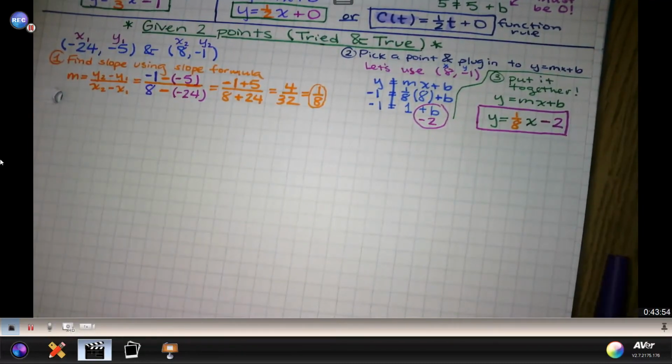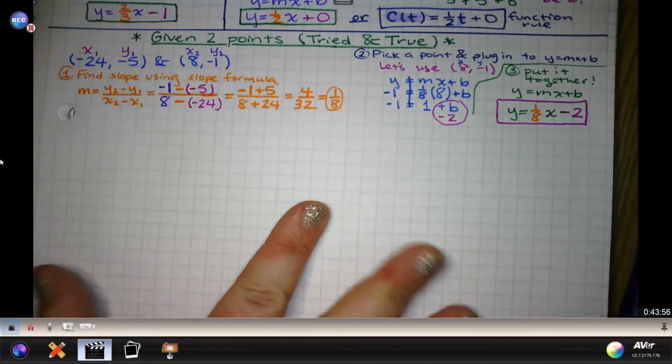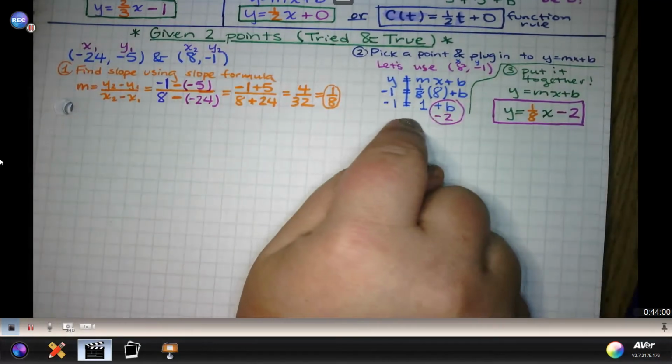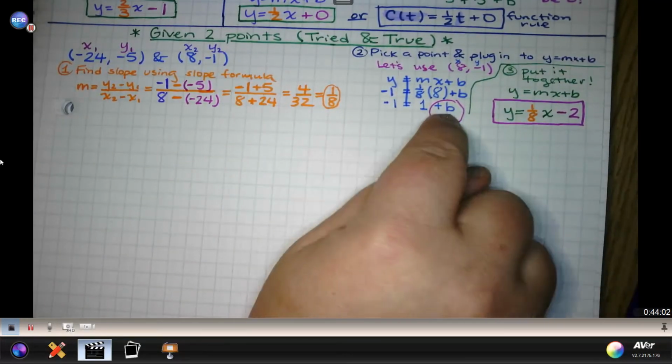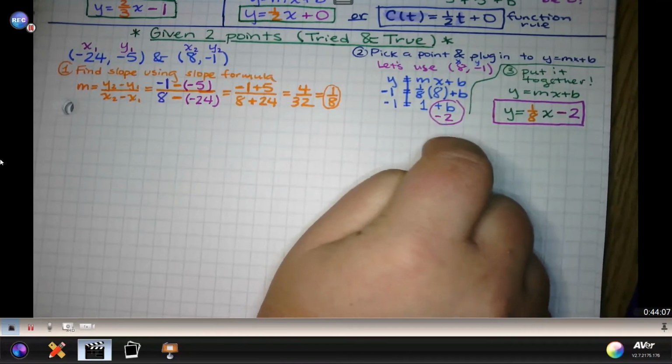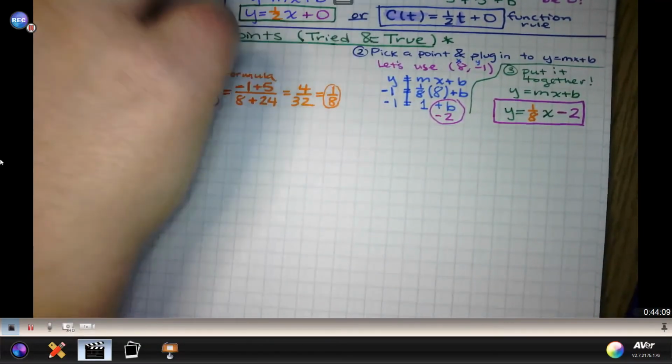Okay, so there's that one. Again, like I said, it's not the prettiest method, but it will always work. And again, you can guess and check for this, and it's okay. You say, well, what number makes that true? And that will be your b value. Okay, so now we've done given 2 points from a graph, from a table.